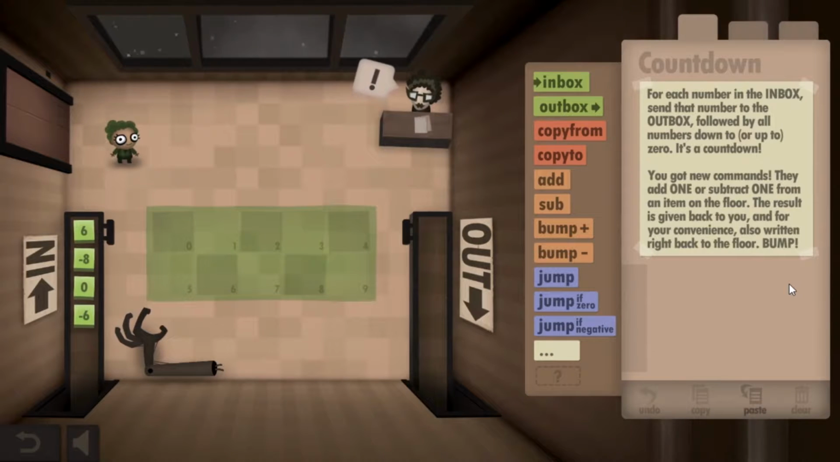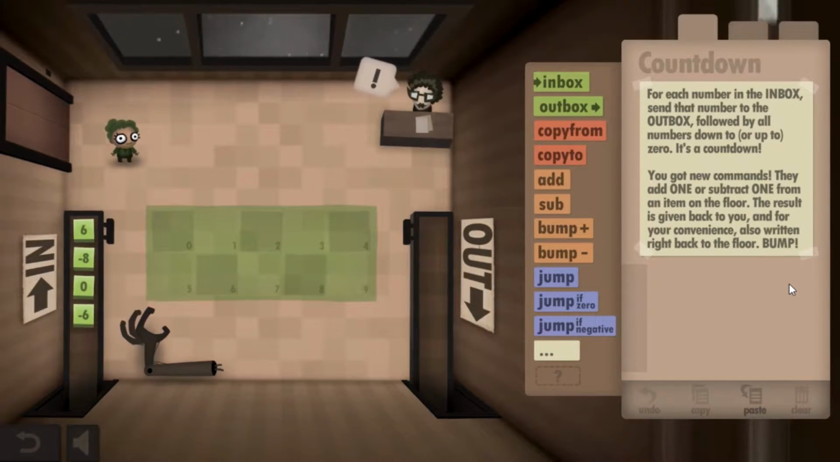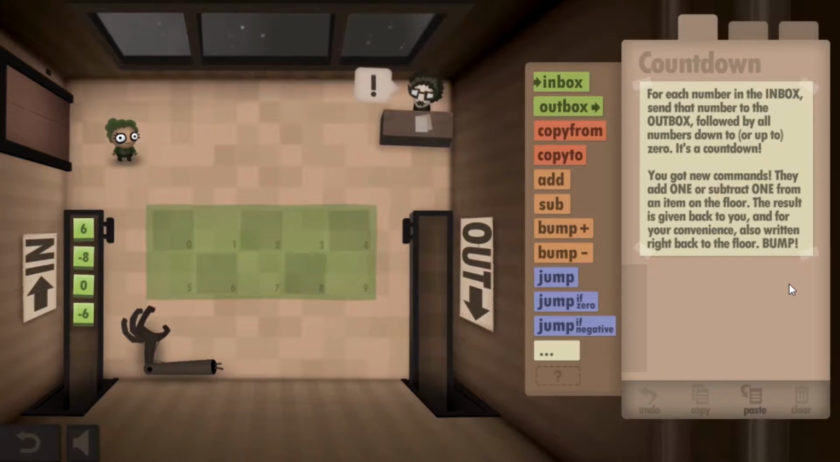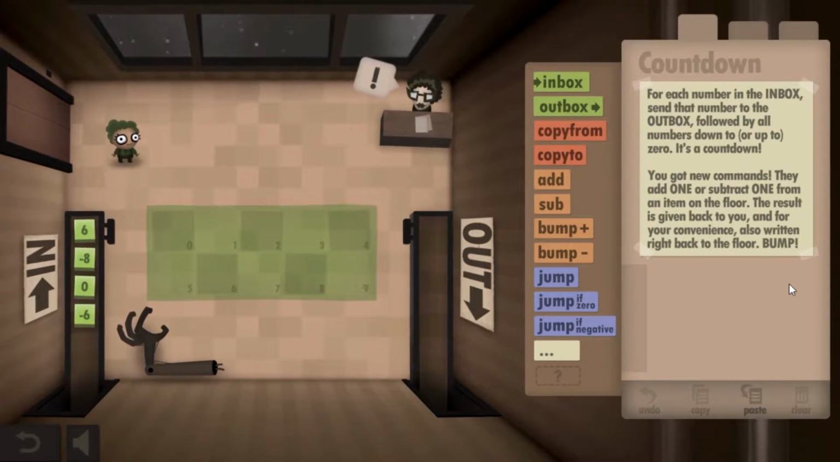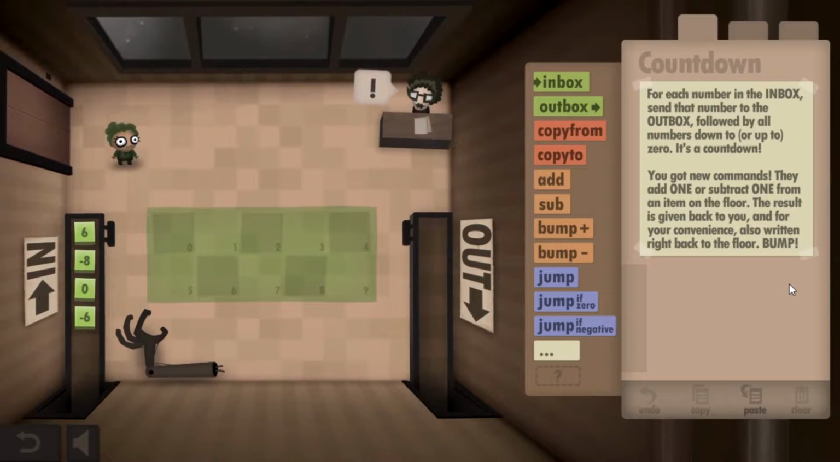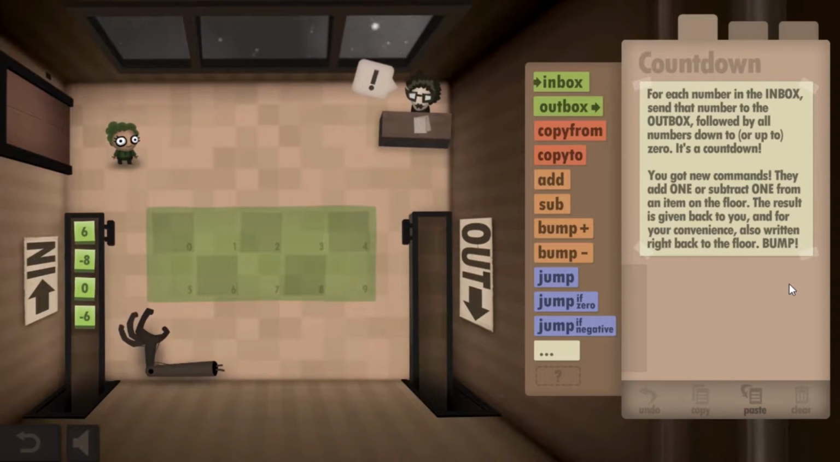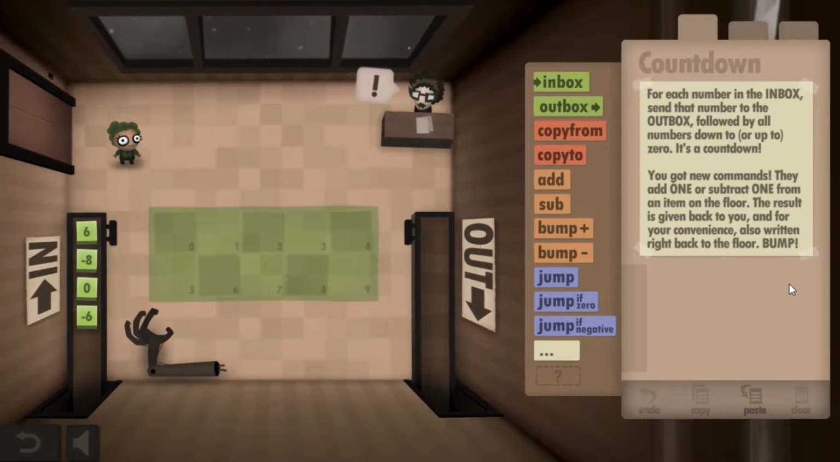For each number in the inbox, send that number to the outbox followed by all numbers down to 0. Or up to 0. That's what makes it tricky. It's a countdown. You got new commands. They add 1 or subtract 1. Plus, plus, and minus, minus. Bump plus and bump minus.